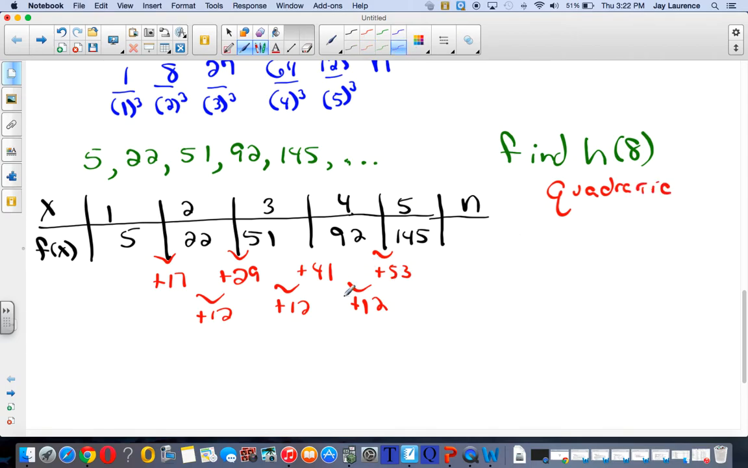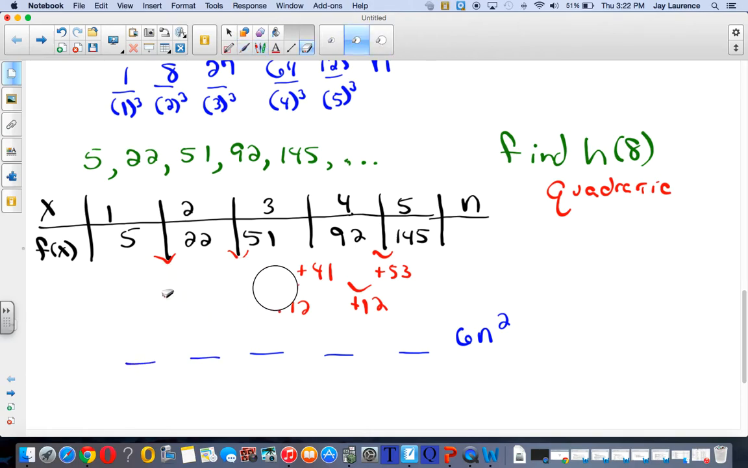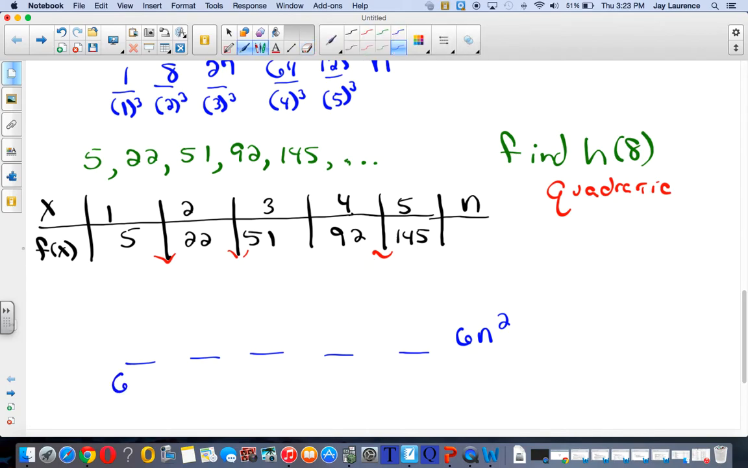Now, I'm going to take half of this number, which is 6, and multiply it by n squared because it's quadratic. So my test line will be 6n squared. I think this function is going to be very similar to 6n squared. All right, so let's take 6 times 1 squared, 6 times 2 squared, 6 times 3 squared, 6 times 4 squared, and 6 times 5 squared.